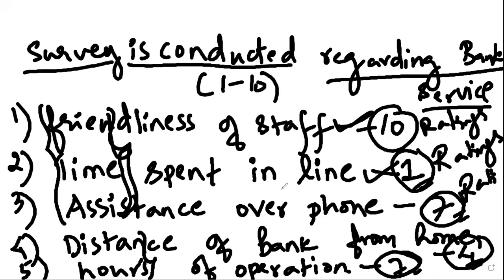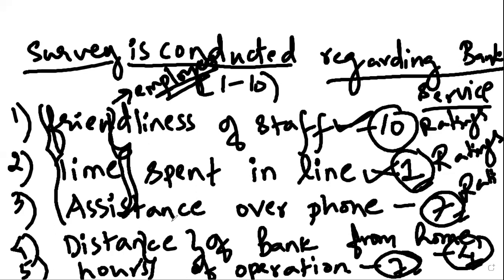This time spent in line, assistance over the phone. So all these three are related to the employees. That is the reason you can find some type of correlation between the first, second, and third. While the fourth and fifth questions are about the distance and hours of operation. Hours of operation in the sense 9 to 5 or 9 to 8, banking hours of working. So for how many hours they work actually.